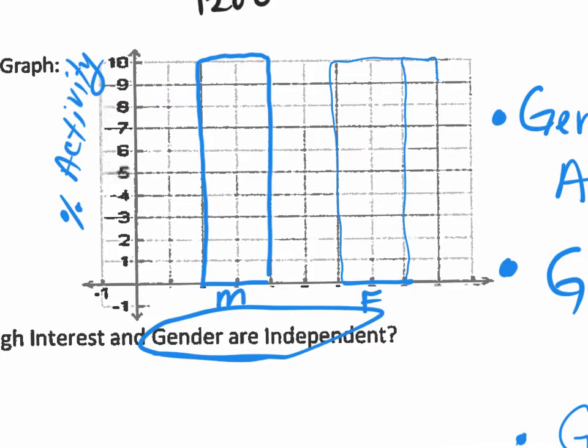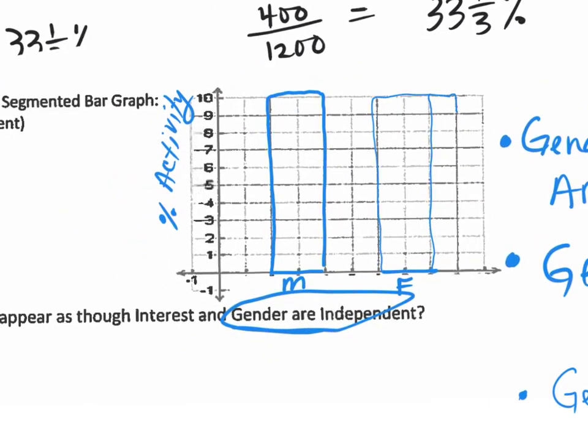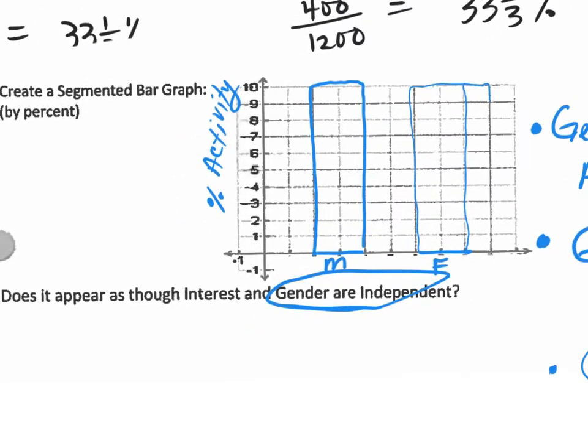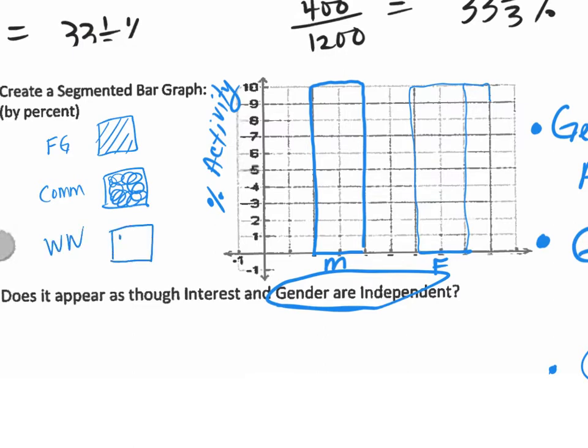Should there be 3 bars for each? So I'm going to now segment it out. Okay, so let's go ahead and say watching the football game are stripes, and watching for commercials are squiggles, and won't watch are polka dots. Okay, so now we're going to segment this out, okay?